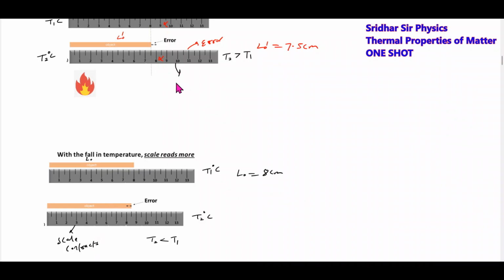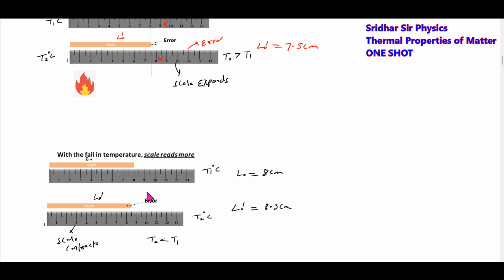Previously the scale expanded. Now your scale will contract, so the reading will be 8.5 centimeter. The length of the object is as it is. The reading of the scale will now be 8.5 centimeter. Now the scale will read more. Small ideas like this, try to remember.